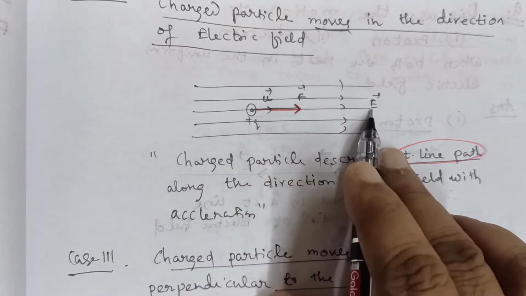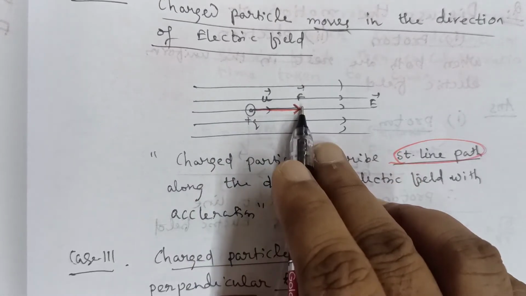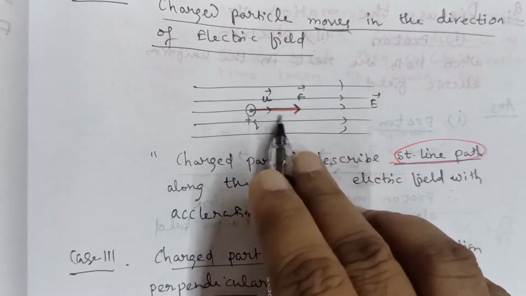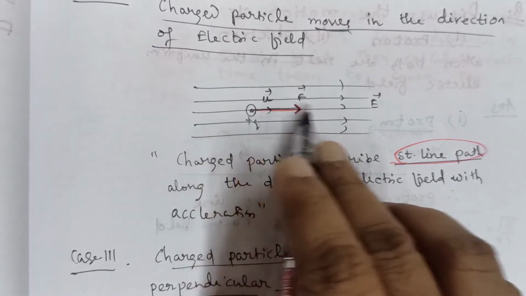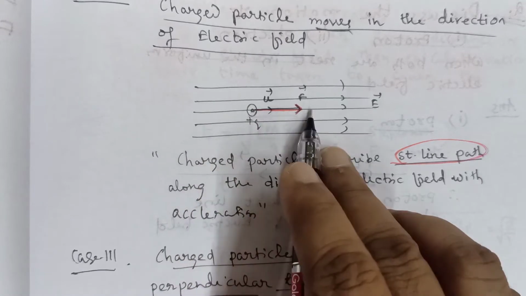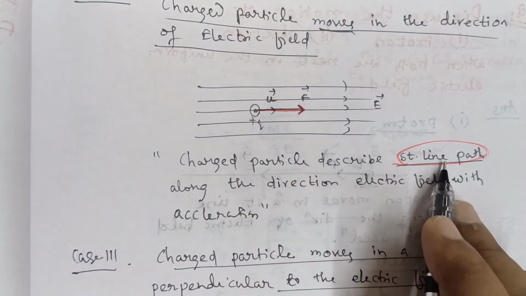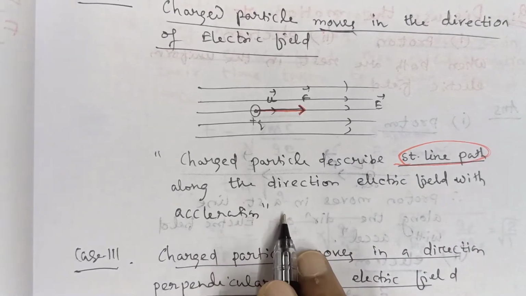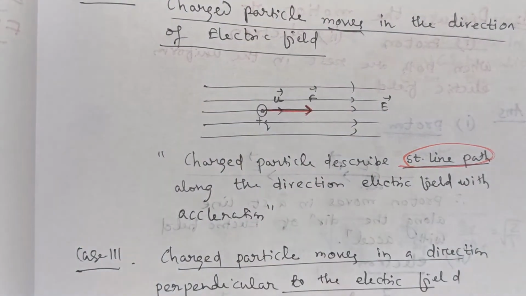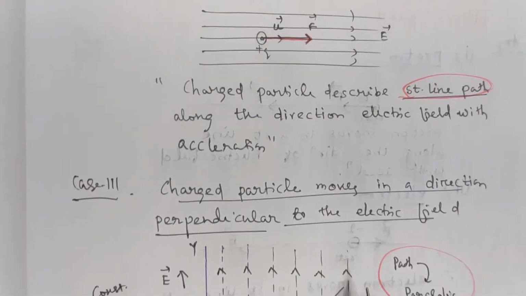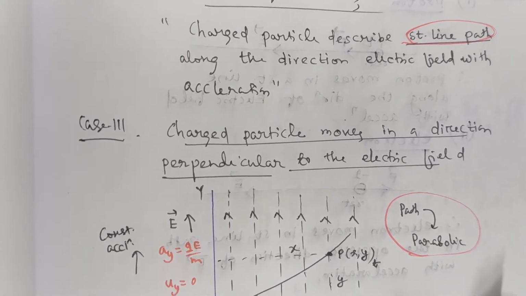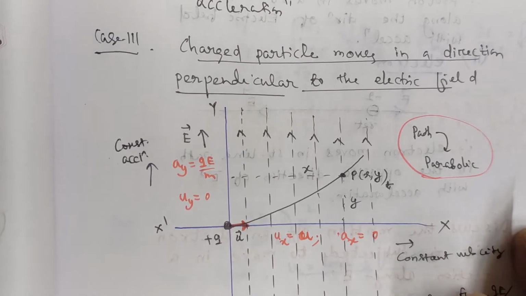Instantly the electric field is given, which means force will act instantly. As force is acting, it is accelerated, that means its velocity will be increased. So here also the charged particle describes a straight line path along the direction of the electric field with acceleration. Same as the previous problem, you can use the kinematics formulas, you can calculate the time, the distance and the velocity.